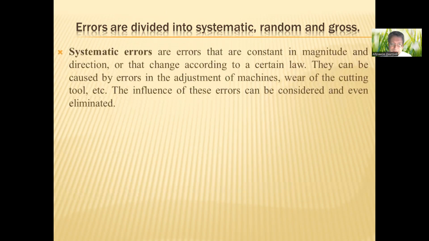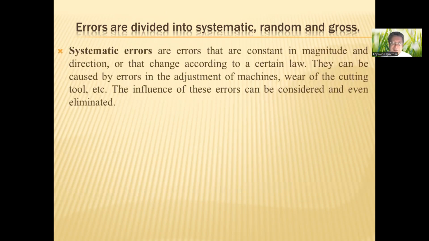Errors are divided into systematic, random, and gross. First type of errors is systematic errors. Systematic errors are errors that are constant in magnitude and direction, or that change according to a certain law. They can be caused by errors in the adjustment of machines, wear of cutting tool, etc. The influence of these errors can be considered and even eliminated.